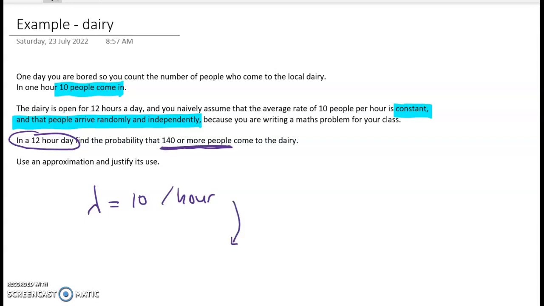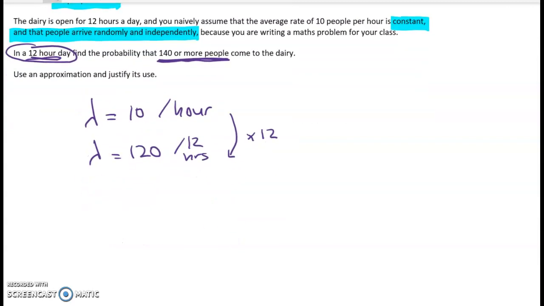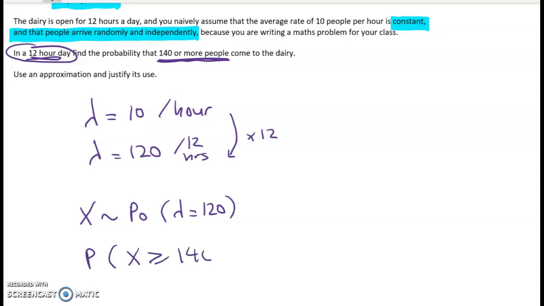So first of all, we need to do the thing we did back in exercise 9A or B, and change that lambda to match the time period. So in 12 hours, we're going to have a lambda of 120, so we're timesing that by 12. Now what I'm working with is x is distributed as Poisson with lambda of 120. We want to find the probability that x is greater than or equal to 140.